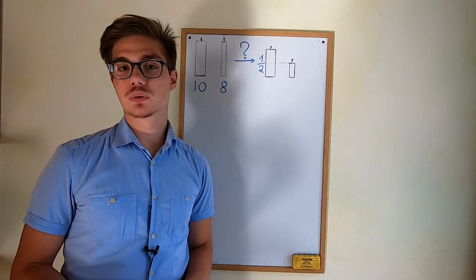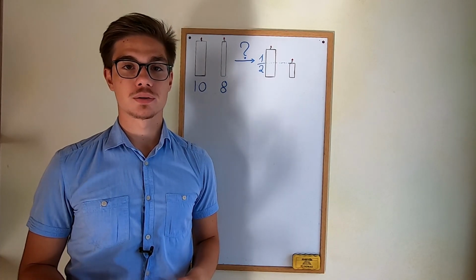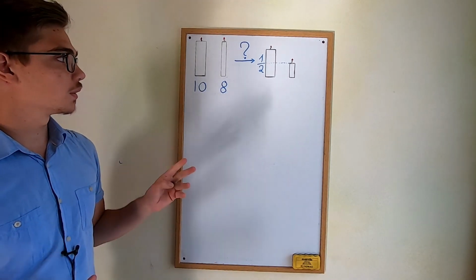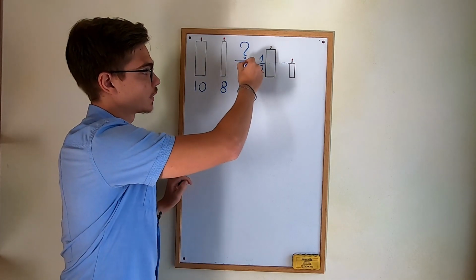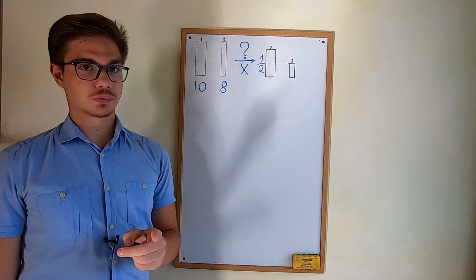Feel free to pause the video, maybe try this for yourself, and make sure to write in the comments if you got it correctly. We will start by saying that we want to find the time. We will label it as x. Next, think about the first candle.